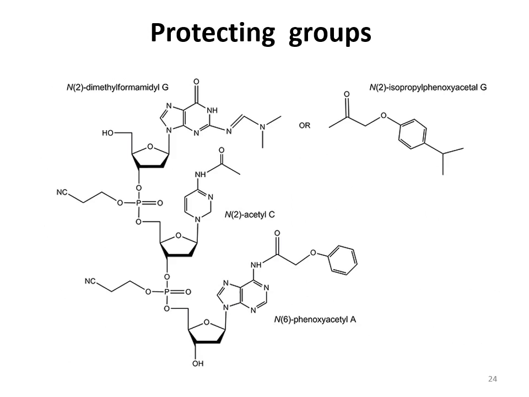Here we can see that for guanine, N2-dimethylformamidyl and N2-isopropylphenoxyacetyl guanine is used, and for cytosine it is N4-acetyl, and for adenine it is N6-phenoxyacetyl.